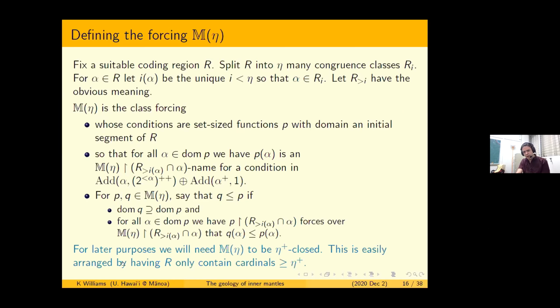Later on, we're going to need this forcing to be eta plus closed, but that can be arranged by just restricting the coding region to be above eta plus. So I should mention that now. We're just going to assume R doesn't contain things below eta plus, then we're going to get sufficient closure. I guess I should say this weird iteration is set support.